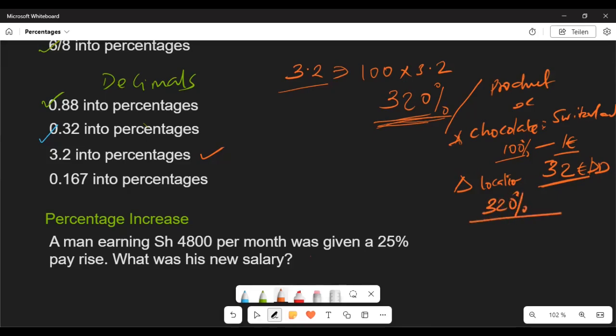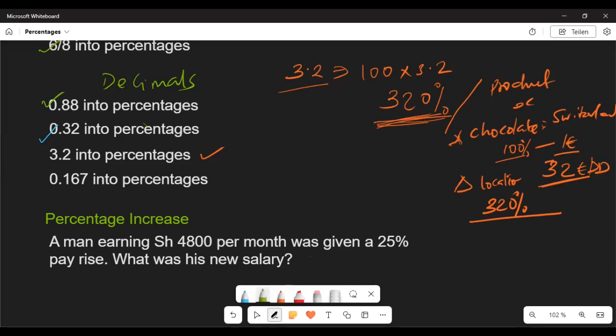So that was more like an application question, so that the kids understand why this one works out and how this one works out, and under what condition will someone earn 320%. Okay, let's then do the last one, and the last one is also a nice one.